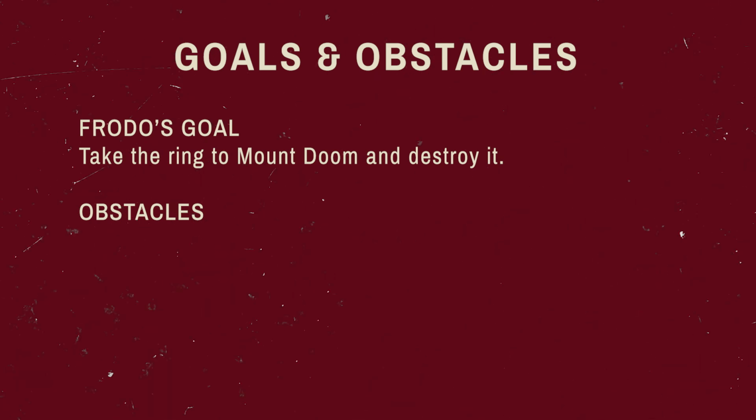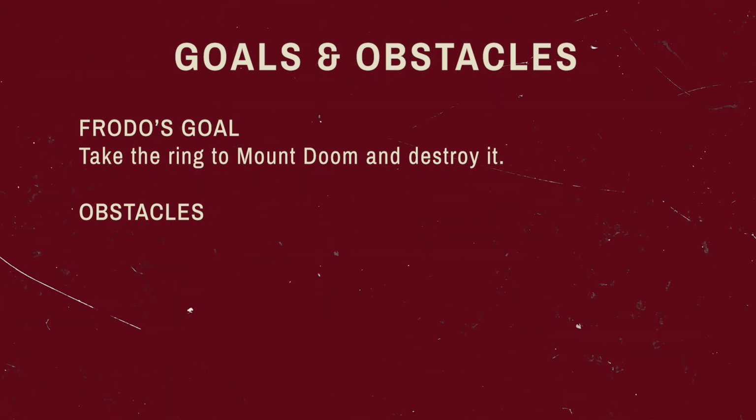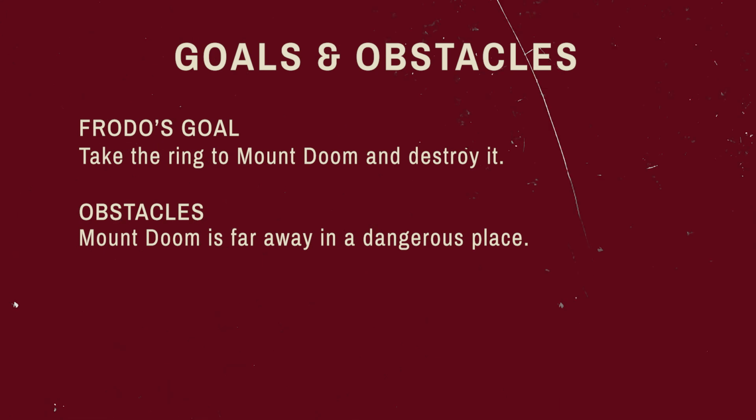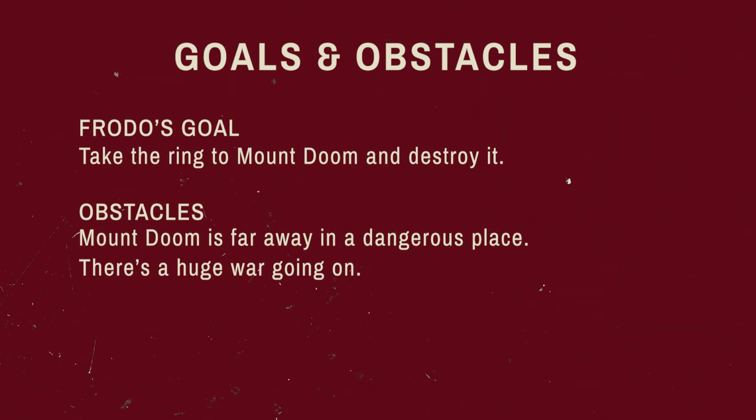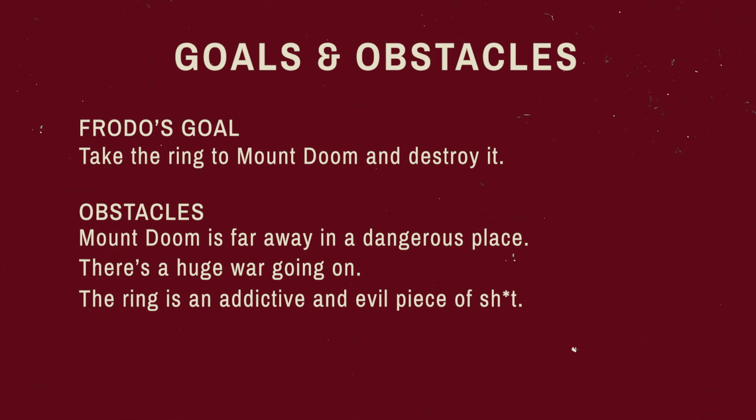We've all heard this a million times. A story is about a character trying to do something and something else stopping that character from doing that. The character's goal is whatever they're trying to achieve, and the obstacles are all the things getting in the way of that character. For example, Frodo's goal in The Lord of the Rings is to take the ring to Mount Doom and destroy it. Some of his obstacles are the fact that it's really far away and in a dangerous part of the world and there's like a huge war going on, the fact that the ring itself is an addictive and evil piece of shit, and the fact that he doesn't actually know the way to Mount Doom in the first place.